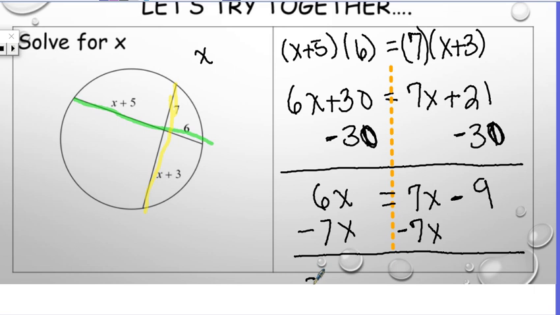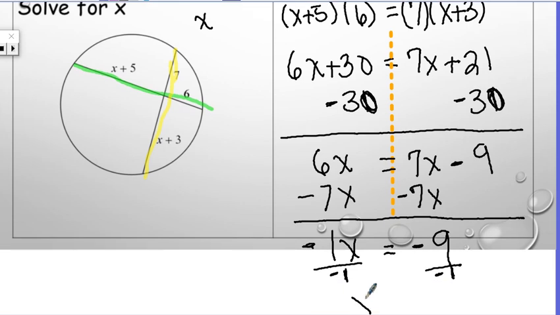And here we get negative 1x equals negative 9. So I'm done with switching stuff across the lines. Now I need to undo multiplication here, which is to divide by the number in front of x. So I'm going to divide by negative 1. So here, x equals 9. And we found it.